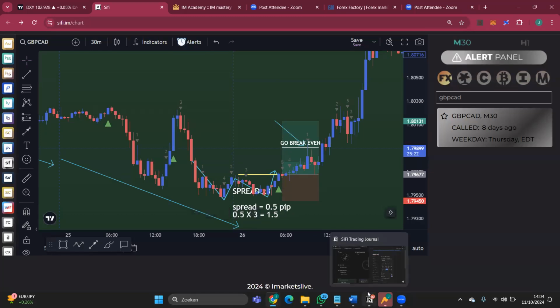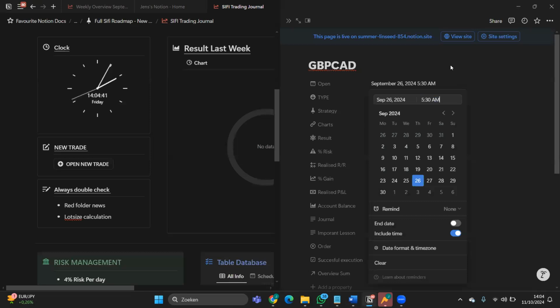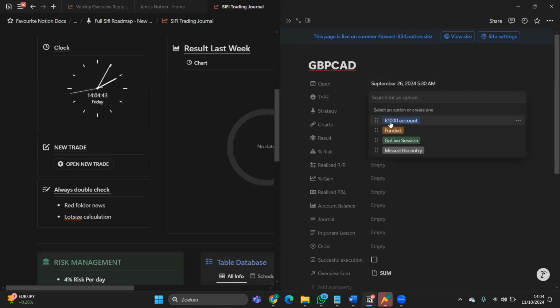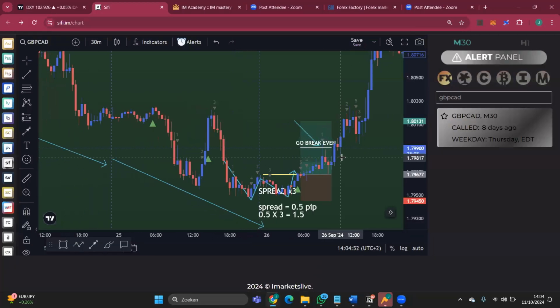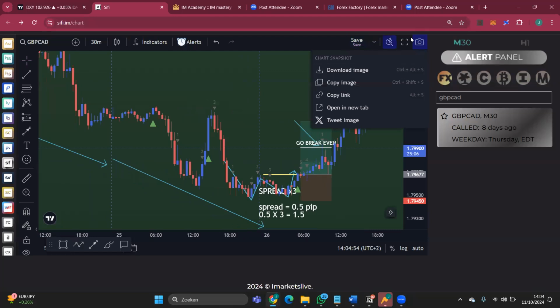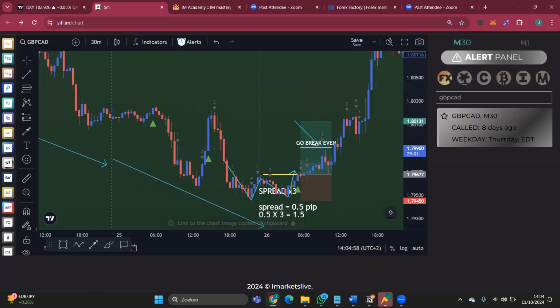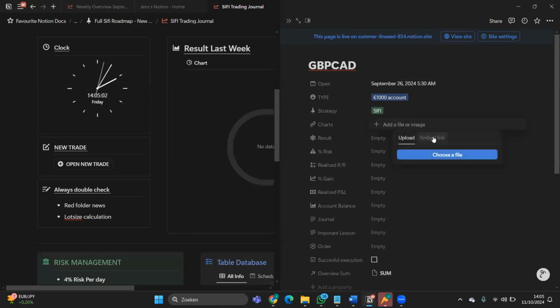Now from there, what you see is the type. I just have my account here, that's €1,000. Cool. And then the strategy is SIFI. The chart that we can incorporate in this, we just go to the chart, click here for a picture, and then copy the link. Once we copy the link, we just enter that link right here in the embed section.